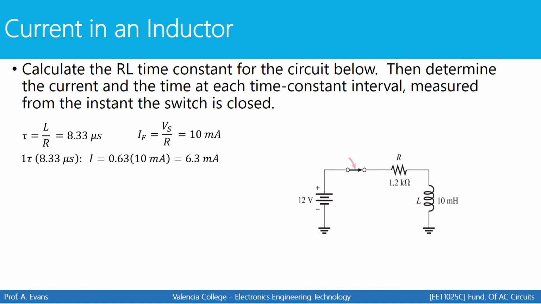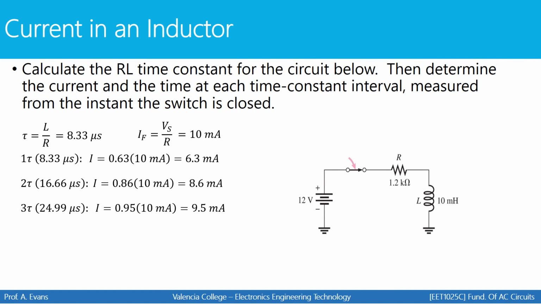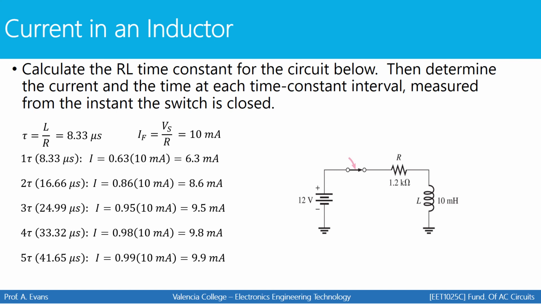After one time constant, we're going to have 63% of the final current in that inductor. After two time constants, we'll have 86%. After three time constants, we'll have 95%. After four time constants, we'll have 98%. After five time constants, we'll have 99%. So it'll take approximately 41.65 microseconds to go from zero current to 9.9 milliamps of current in this inductor, basically in this circuit.